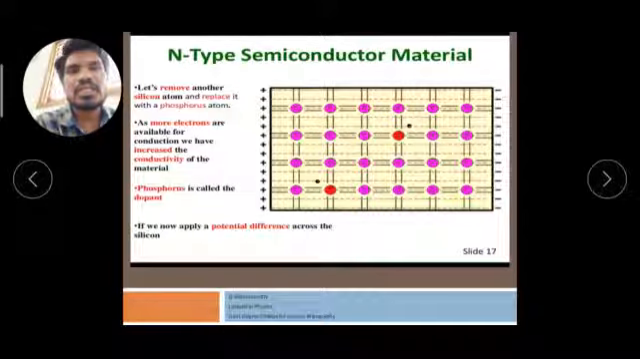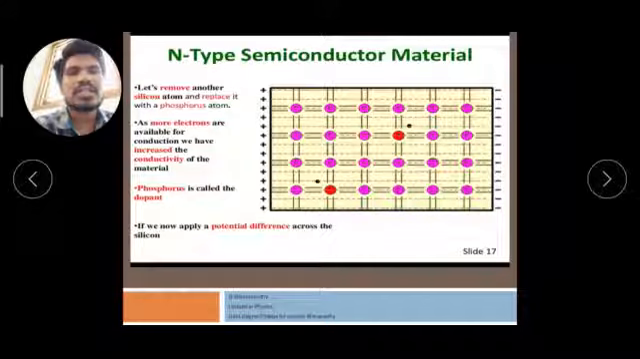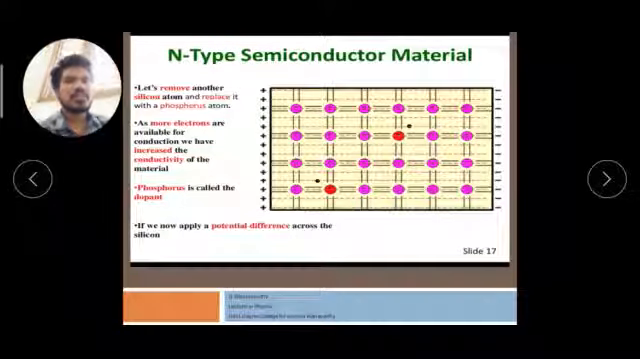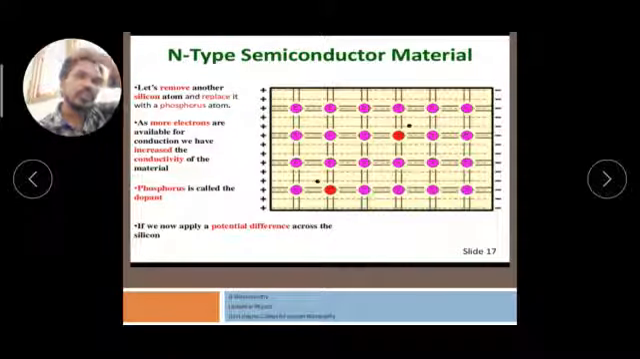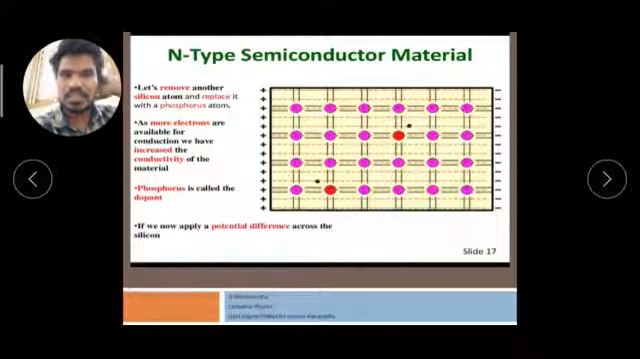So let's remove another silicon atom and replace it with phosphorus. As more electrons are available for conduction, we have increased the conductivity of the material. Phosphorus is called the dopant, because the impurity atom is known as the dopant.